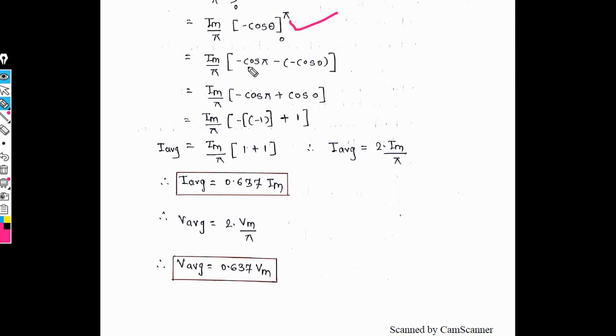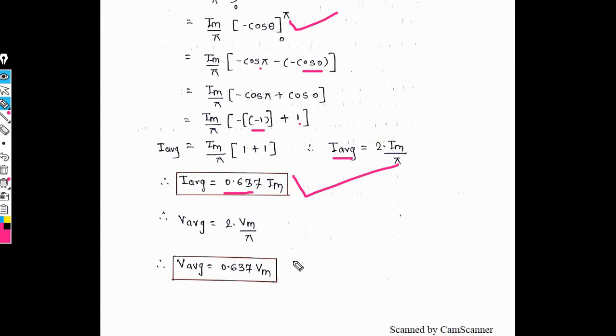Then put minus cos π here, then minus cos 0, that is minus cos π plus cos 0. The cos π value is minus 1, so minus of minus 1 is plus 1, and cos 0 is 1, so plus 1. That is we obtain Im upon π into 2, that is I average is equal to 2 Im upon π, and 2 upon π is 0.637. This is the value of average current.